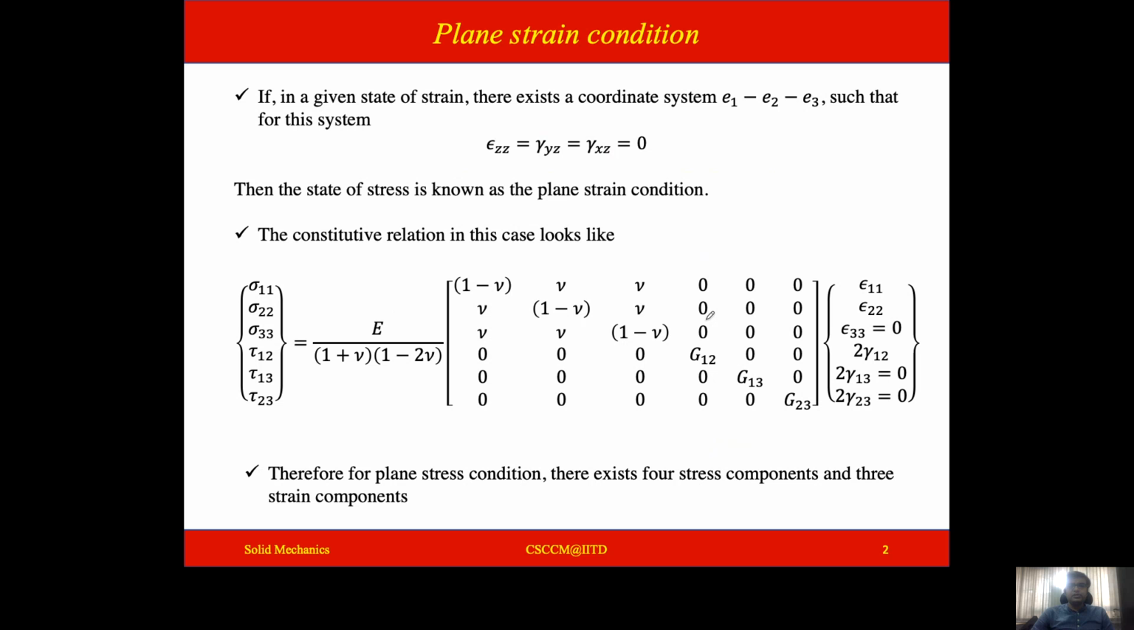So what we will be talking about today is what is known as plane strain condition. Suppose there is a given state of strain, and for that given state of strain, there exists a coordinate system E1, E2, E3 such that epsilon zz, gamma yz, and gamma xz, all these three are equal to 0. And if this condition is satisfied, we say that the body is under the plane strain condition.